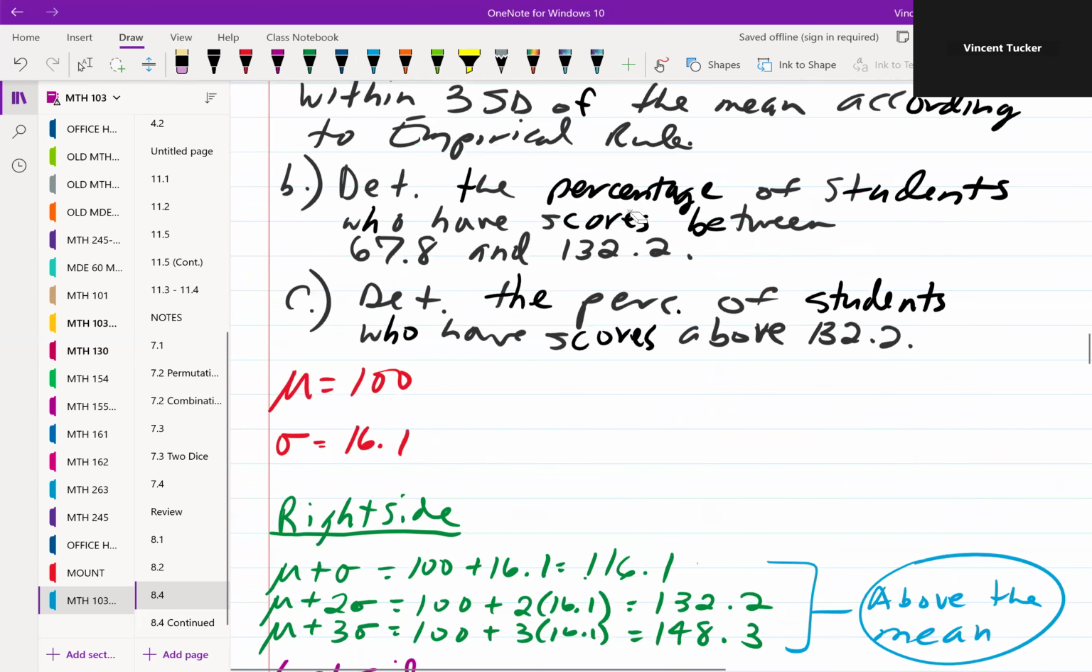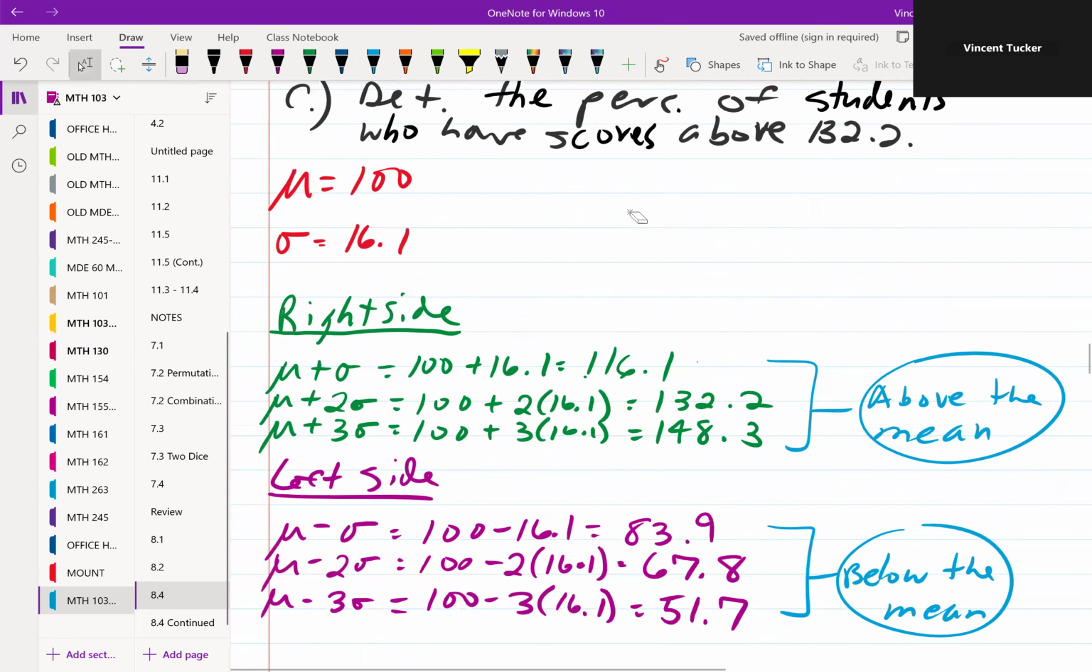And the way we would do that, we look at the right side of my mean. We take our mean and add a standard deviation. That's that first value. Add another standard deviation. That's the second value. Then add a third standard deviation. That gives us a third value. So 100 plus 16.1 is 116.1. Add 16.1 again is 132.2. Then add 16.1 one more time is 148.3. And that will give you 1, 2, 3 standard deviations above the mean.